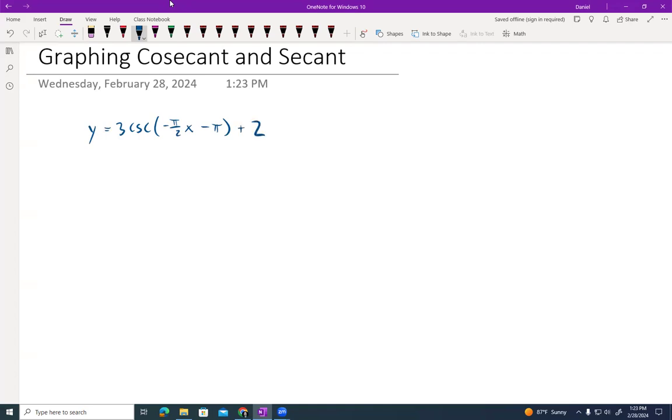Okay, so if we want to plot this, the very first step is to plot instead the reciprocal function. So y equals 3 times sine of negative pi over 2 times x minus pi plus 2. I'm going to plot this instead, and this will be the majority of the work, just plotting this.